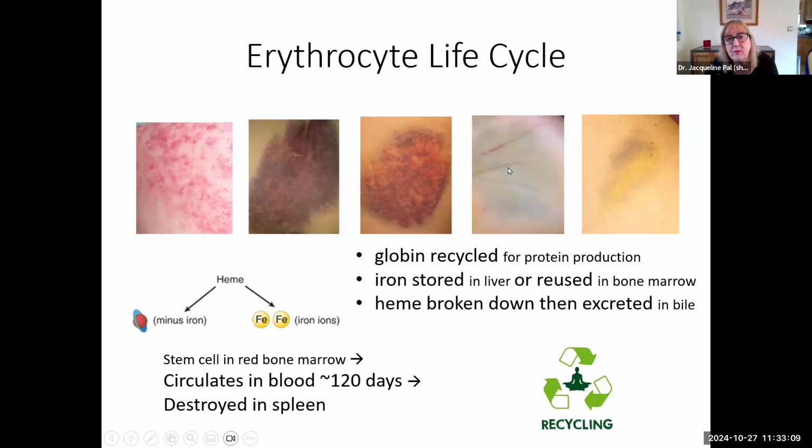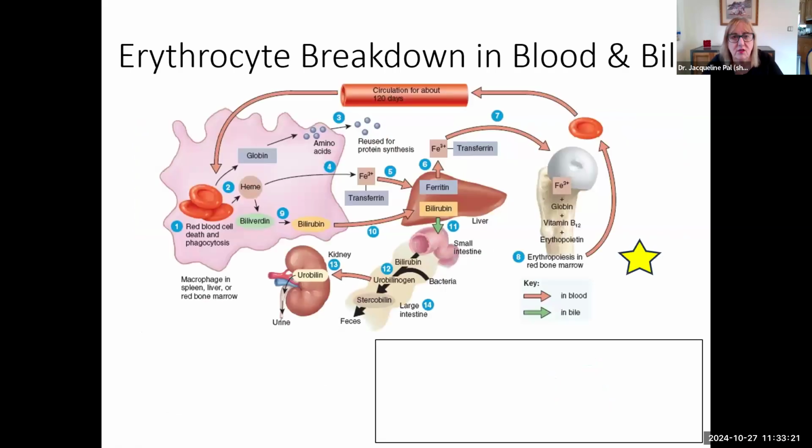This is showing the heme being broken down. And so let me show you actually in a picture what this looks like. But this is all you need to know. Then what I'm going to show you next has more details which you don't need to know. Okay, so we start over here with this erythropoiesis in the red bone marrow.